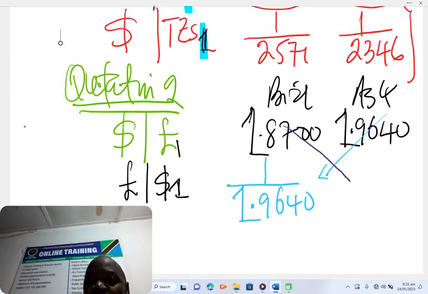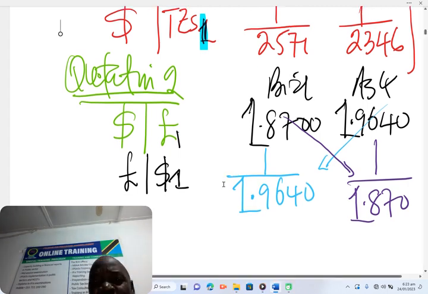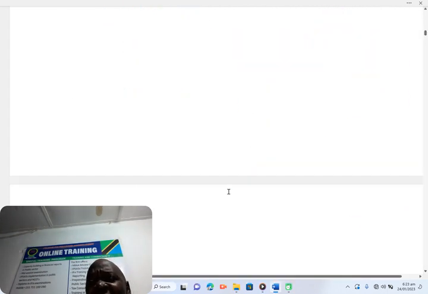This way here. You see, then 1 over 1.870. This is the ask price when dollar is a trading currency. Am I clear from here? Do you understand? Okay. Now, why am I insisting on this?